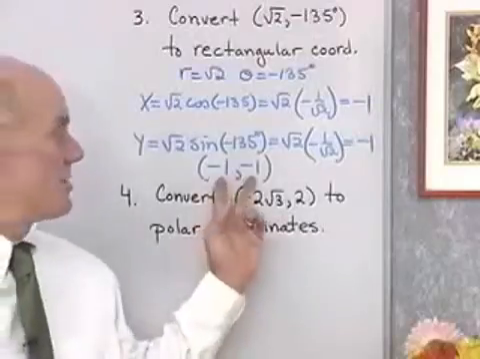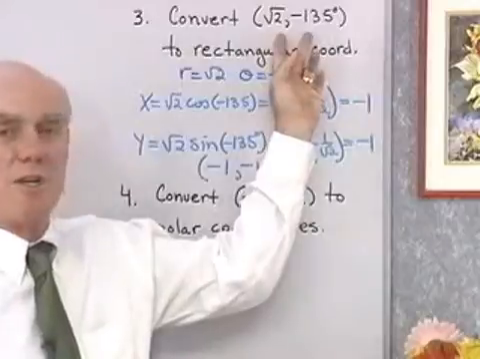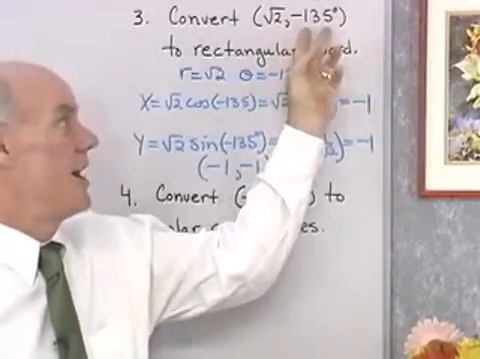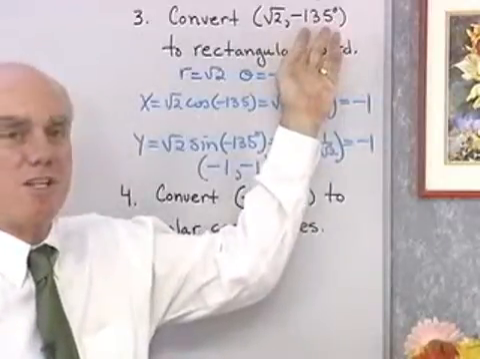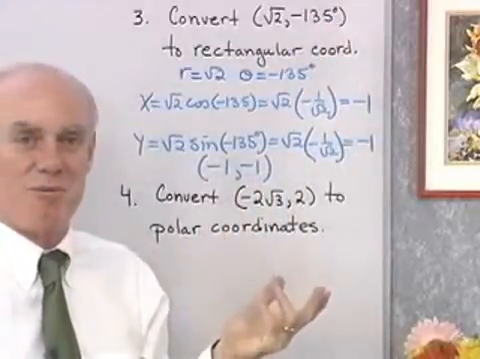So if we were to graph this point, negative 1, negative 1, we would see that it also can be named by going square root of 2 units out on the angle negative 135 degrees in standard position. So it'll end up in quadrant 3. Its coordinates will be negative 1, negative 1. Here's another problem.